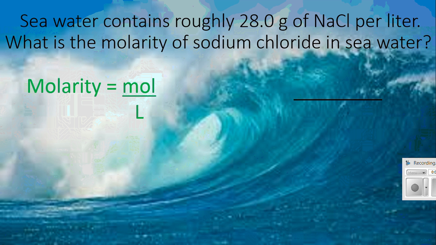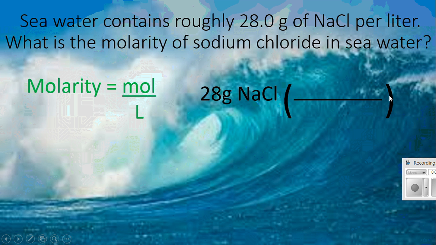Okay? And if we're looking at what we're given in the problem, we're given 28 grams of sodium chloride per liter. So we already have this per liter part. And again, if there's no number there, it's understood that that's per 1 liter. Okay, so now what we have to work with is this 28.0 grams, and I need it in moles. So I'm going to start with my given, 28 grams of sodium chloride. Set up my little ratio thing here.